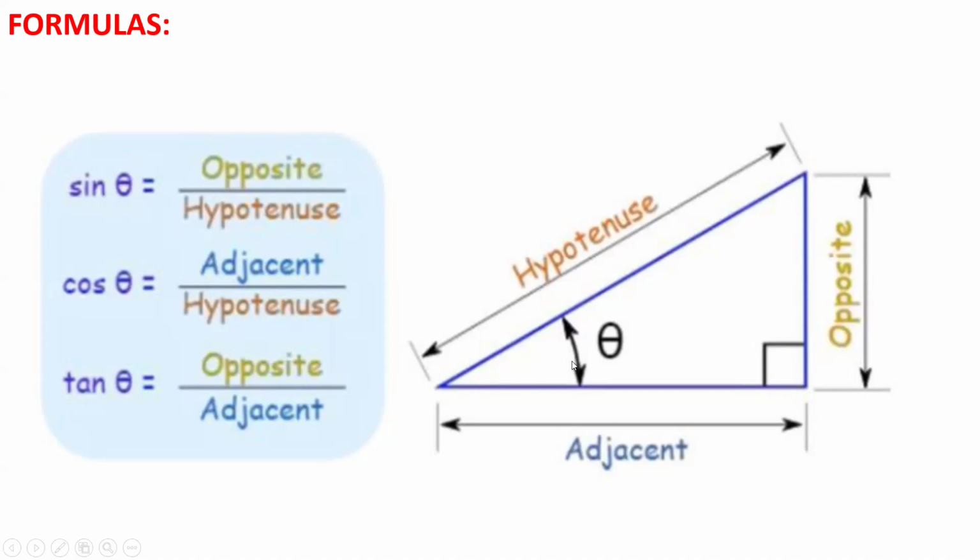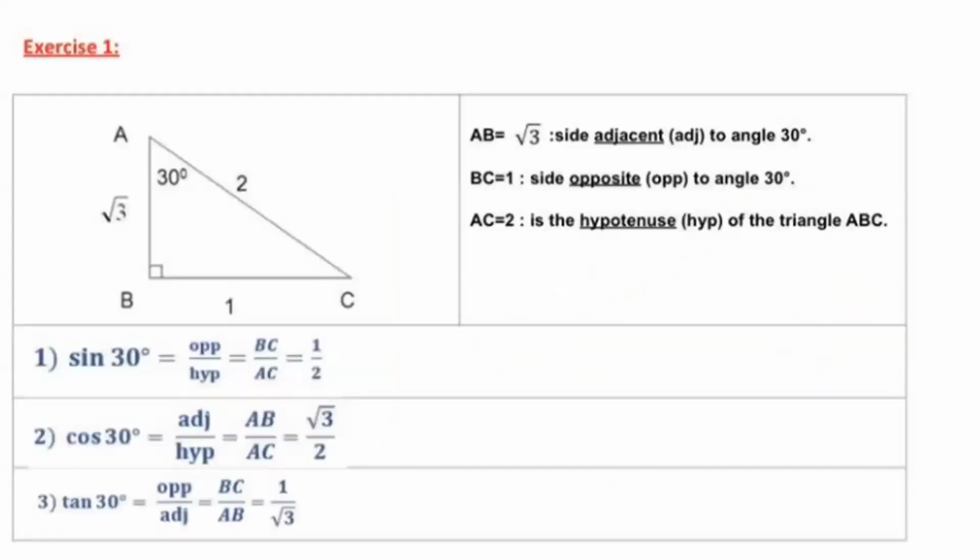If I'm talking about cosine theta, it is the adjacent side over the hypotenuse. So if the adjacent side is AC, then I will have AC over BC. Now, tangent theta is equal to the opposite over the adjacent. Then it is AB over AC. These are rules we should study, memorize, and understand. It's very important to specify the opposite, the adjacent, and the hypotenuse of each angle.